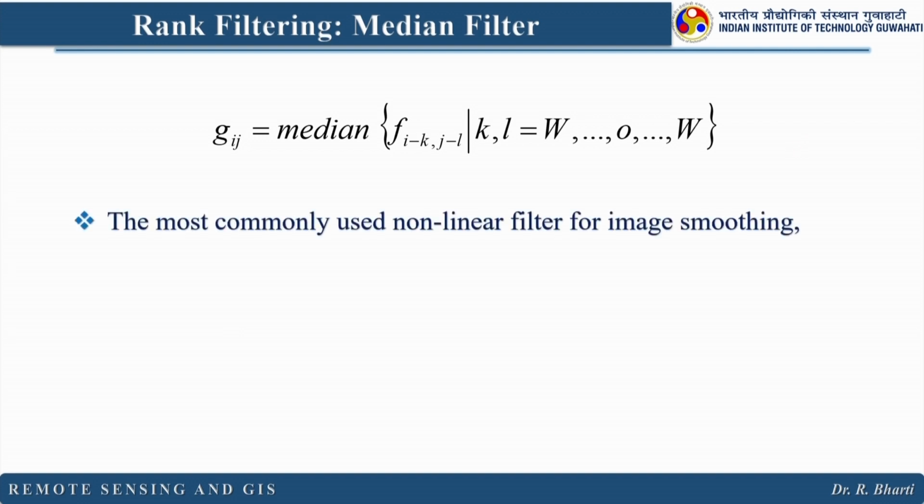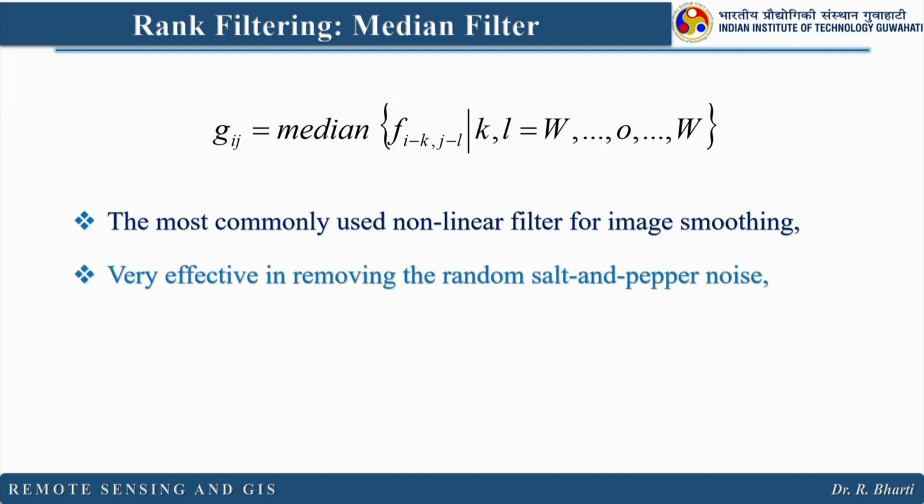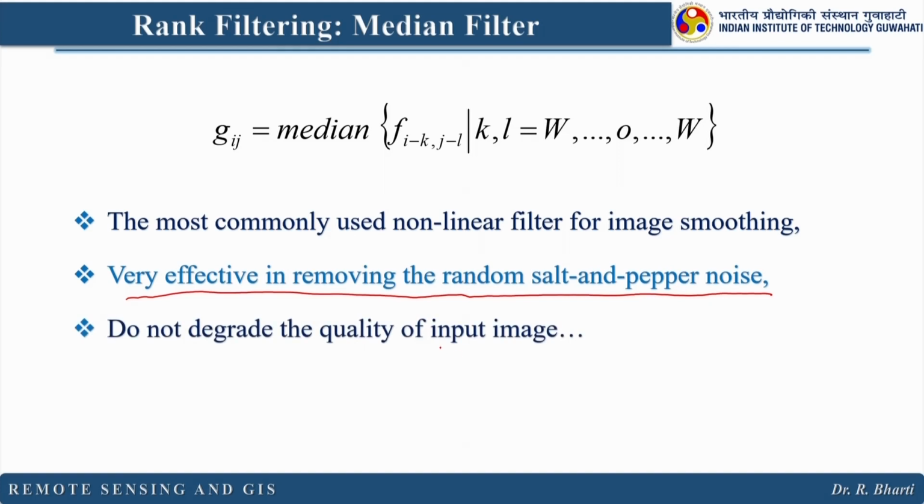The median filter is the most commonly used nonlinear filter for image smoothing. It is very effective in removing random salt and pepper noise. Again, I have explained the same thing in the previous few slides. Salt and pepper noise means your image will appear as if you have put some salt and pepper on white paper, on a printed image. That effect will be removed if you use this median filter, and the input image quality will not be degraded much.